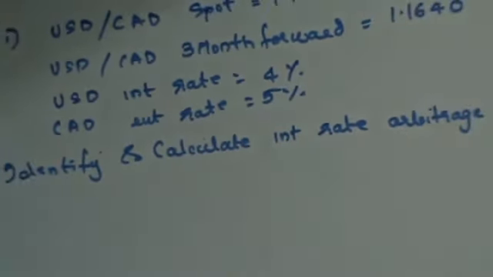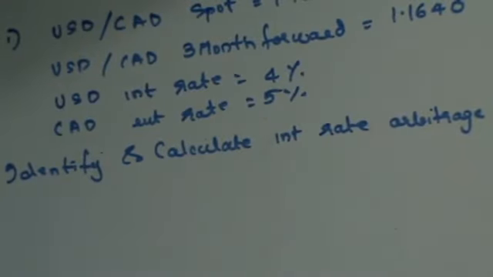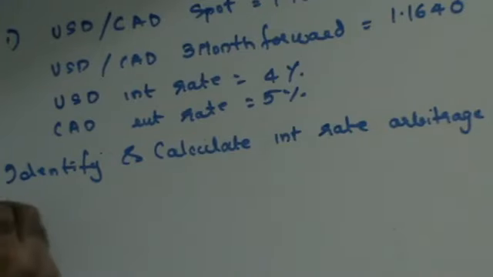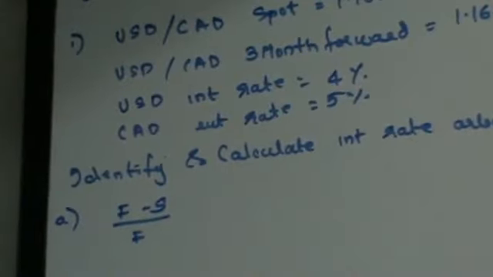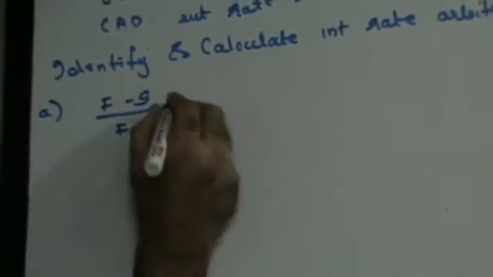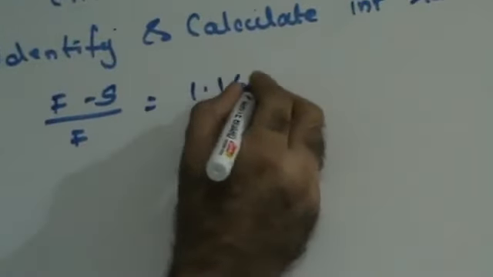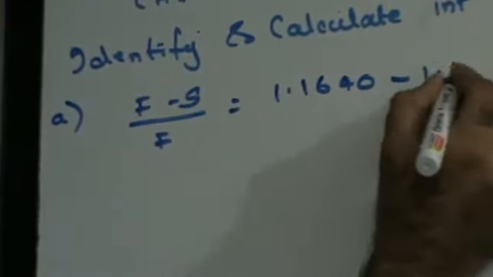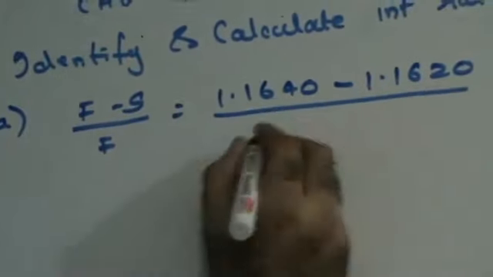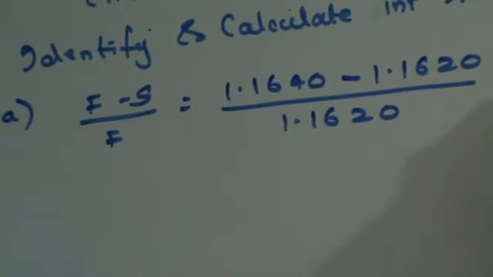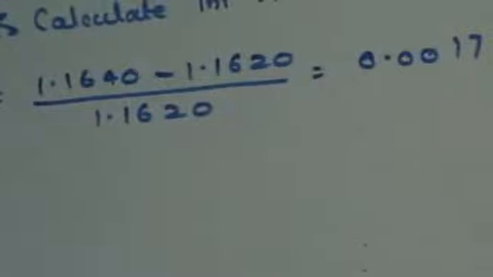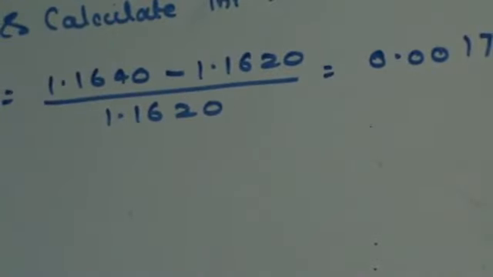Right? They've given you the spot rate, they've given you the forward rate. How do I find out should I go into this transaction or not? The first thing that you do is you find out F minus S upon S. Forward rate is given to you as 1.1640 minus spot rate is 1.1620 upon 1.1620, which comes to, someone please tell me, 0.0017, forward rate minus spot rate upon spot rate.